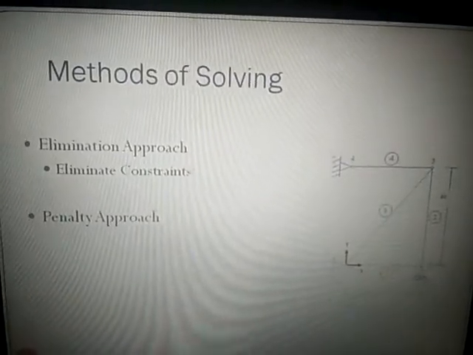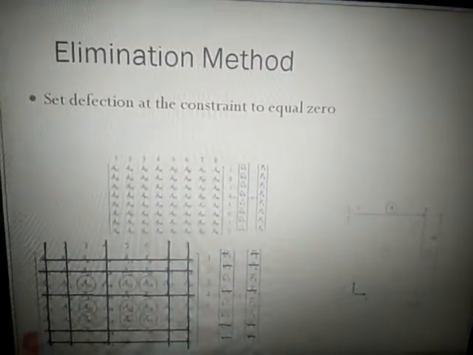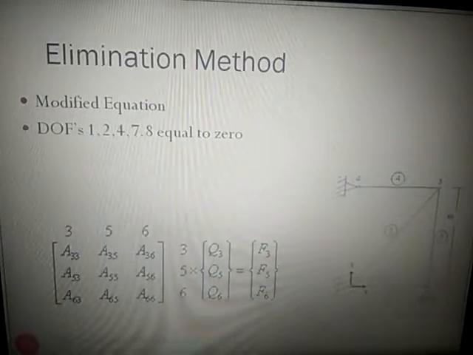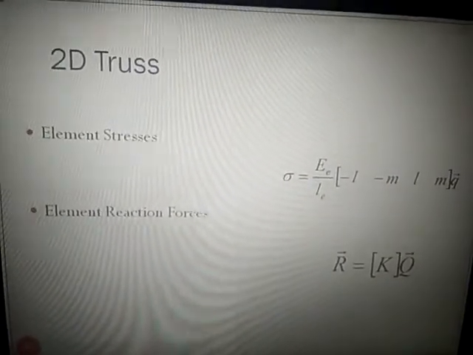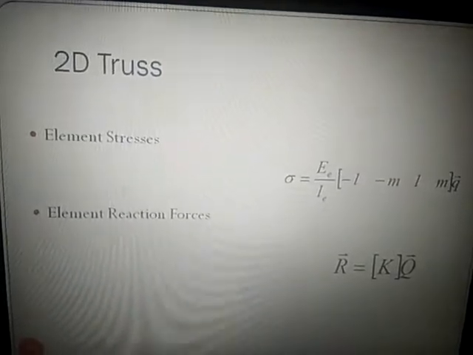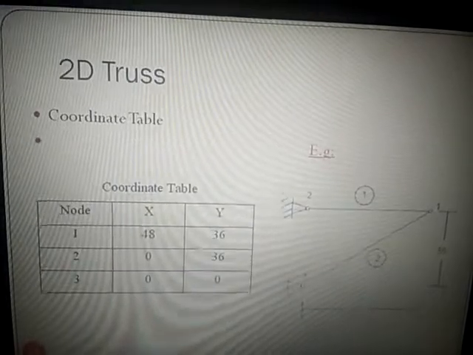For example, how to solve? Elimination approach, eliminate the constraints. Another one is the penalty approach. Elimination method I am showing. What are the degrees of freedom? Sigma, and R is equal to KQ. That is the same as the element reaction forces.